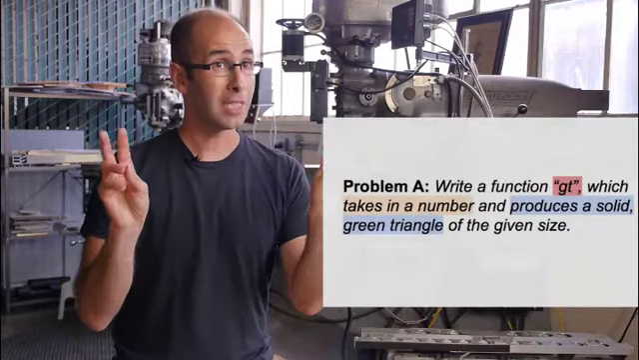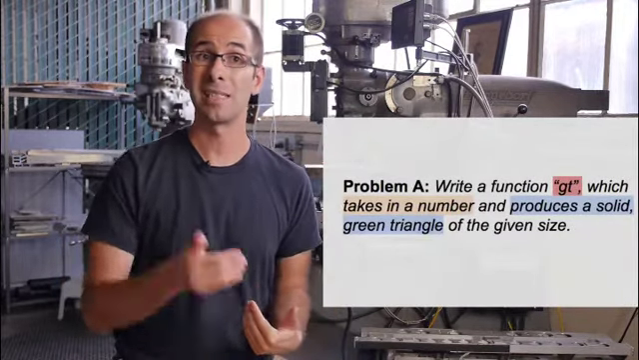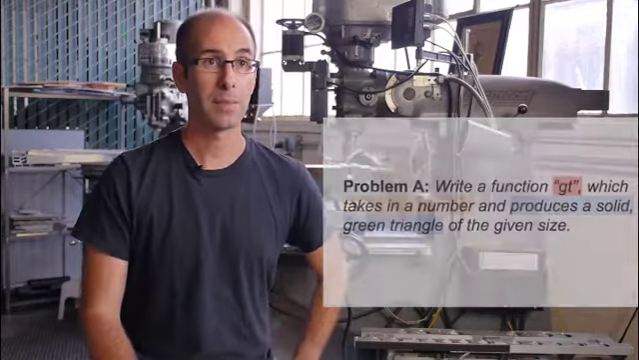So let's walk through 2 examples from the curriculum and talk about how the design recipe is used with each of them. First problem. Write a function gt, which takes in a number and produces a solid green triangle of the given size. Step 1, contract and purpose.